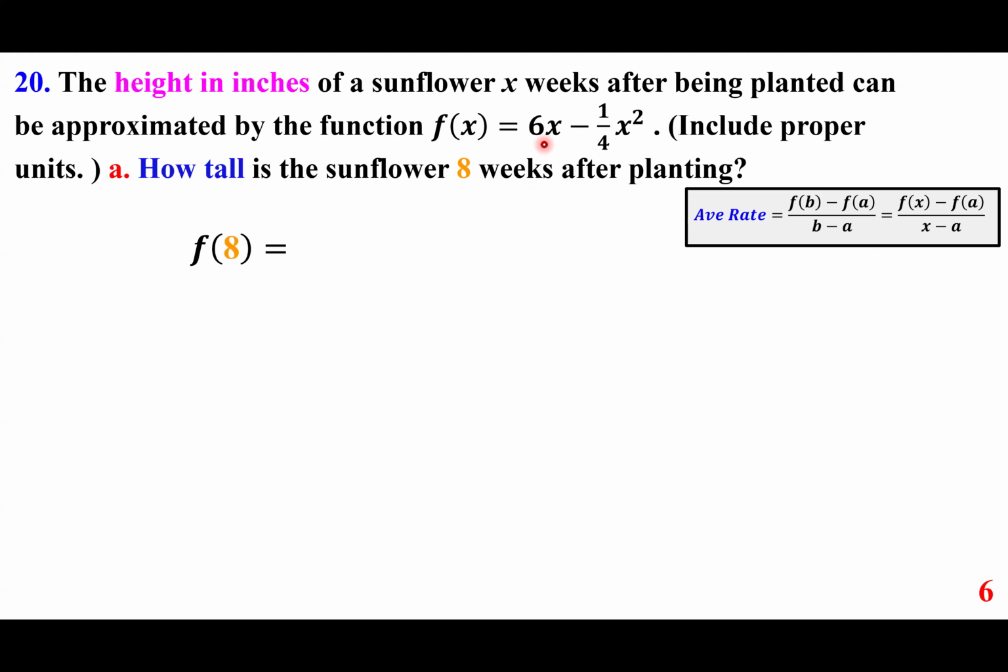So you want f of 8. So 6 times 8 is 48. 8 squared is 64. 1/4 of it is 16. So 48 minus 16 is 32 inches.